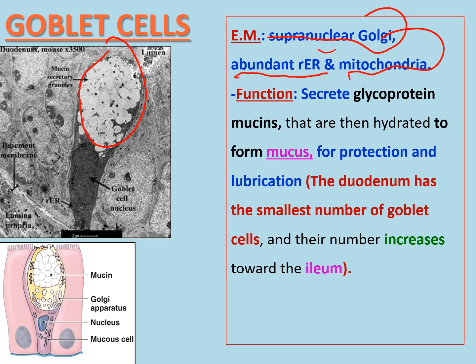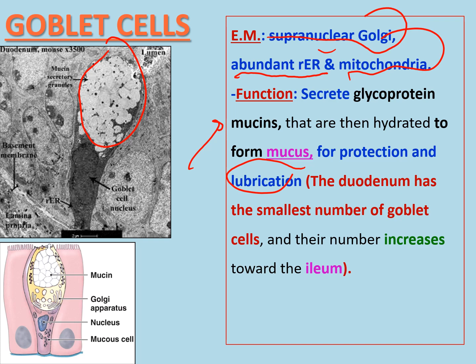What is the function of this cell? It is going to secrete a glycoprotein. What is the other name of glycoprotein? It is mucin. What is the function of mucin? It is for protection and lubrication of the wall of the small intestine. Why is it important? Because to avoid injury to the wall.